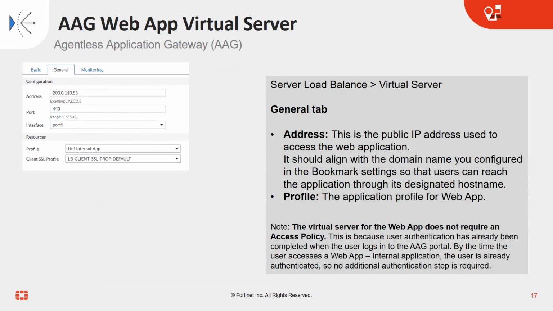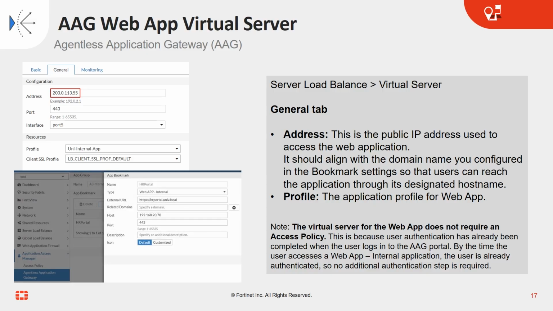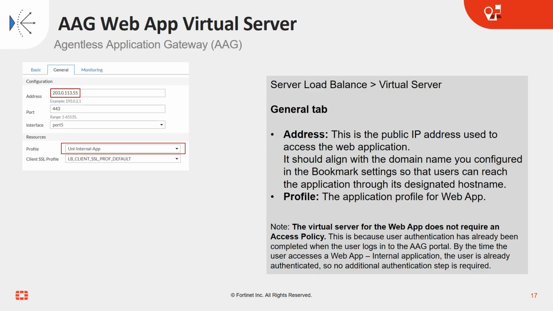In the General tab, there are a few settings that require your attention. First is the address option. This represents the public IP address for accessing the web application. It should align with the domain name you configured in the bookmark settings, so that users can reach the application through its designated hostname. Next, for the profile option, select the application profile you just created.